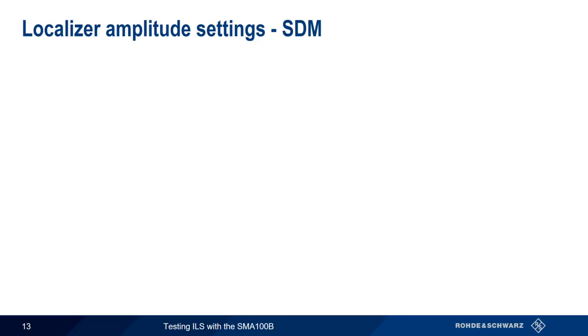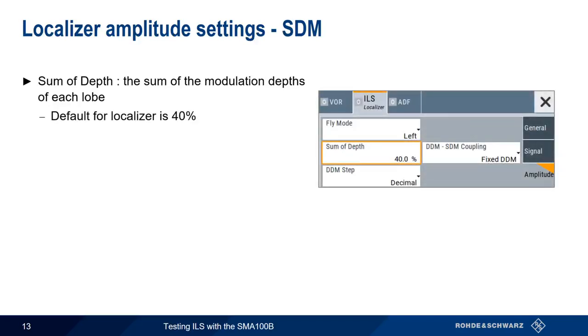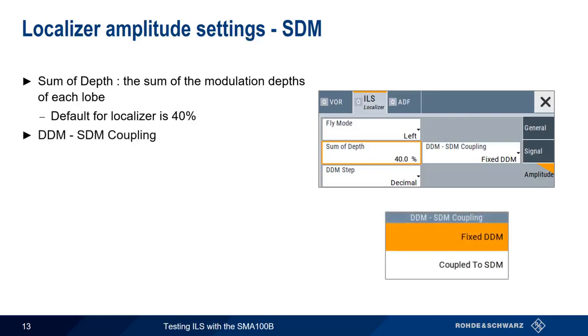The only remaining localizer amplitude settings are related to the sum of depth of modulation, or SDM. Sum of depth of modulation, as the name implies, is simply the sum of the modulation depths of each lobe. The default value for localizer signals is 40%. The parameter DDM-SDM coupling is related to how DDM and SDM are related.